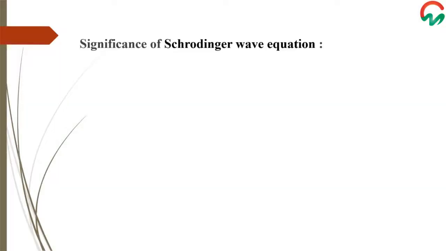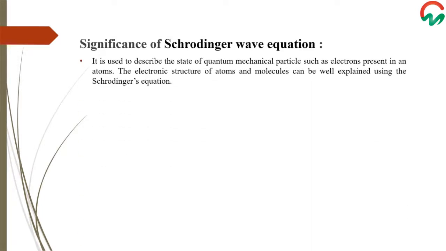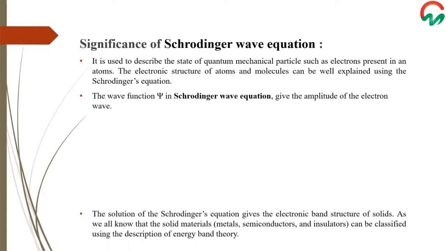Now we will discuss the significance of the Schrodinger wave equation. It is used to describe the state of quantum mechanical particles such as electrons present in atoms. The electronic structure of atoms and molecules can be well explained using the Schrodinger wave equation. The wave function psi in the Schrodinger wave equation gives the amplitude of the electron wave.